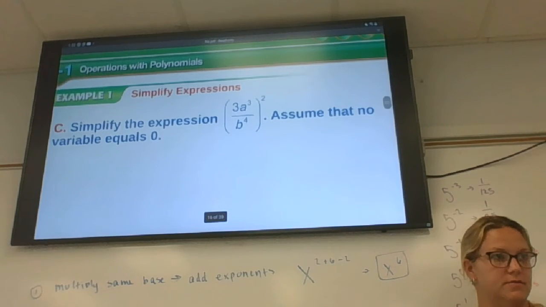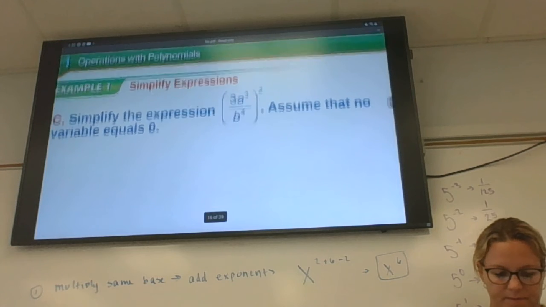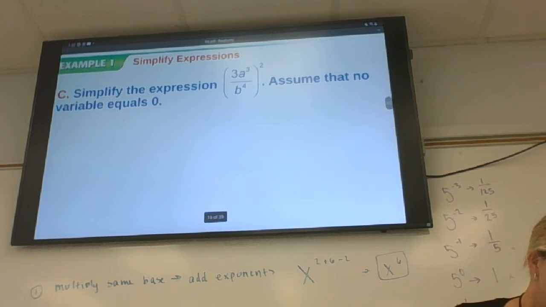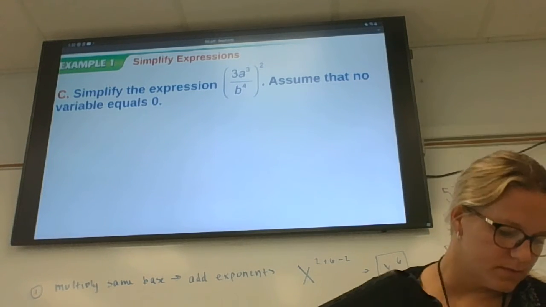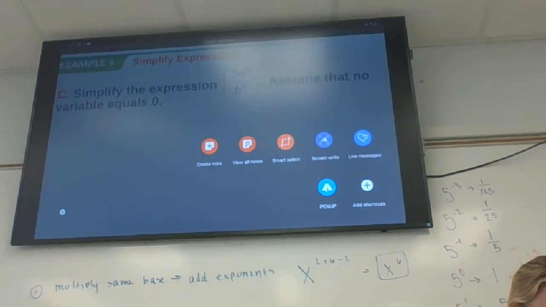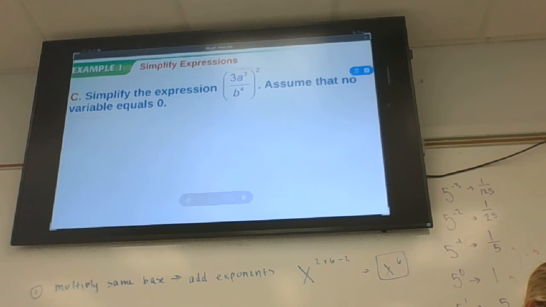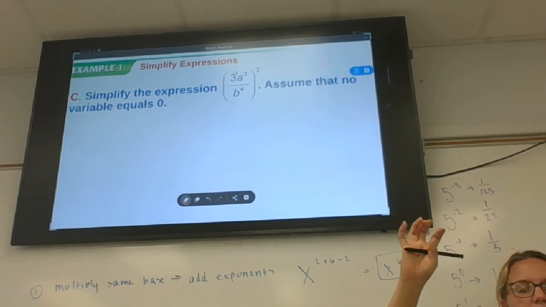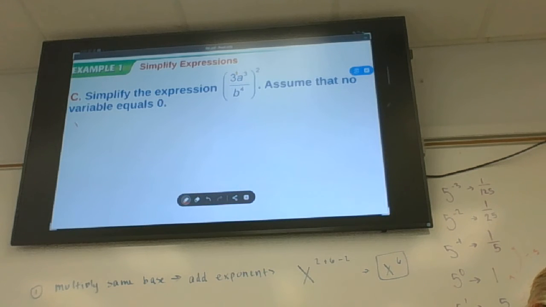Okay, let's try this one. Looks totally different. I'll do this one, maybe one more, and then I'll be done. So this little 3 here has an invisible 1 with it. And when there's a power outside of parentheses, you multiply exponents. So I'm going to show a lot of work. You don't have to show this first step, but this is what we're doing.